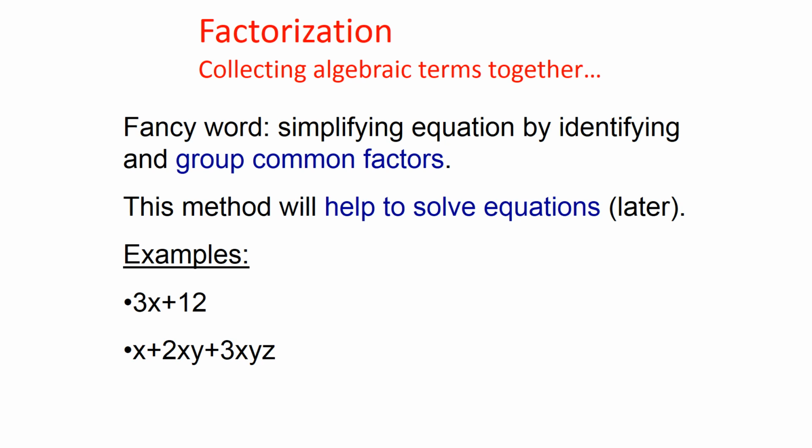So this is x times 1. This is x times 2y. This is x times 3yz. Those are the common factors, and x is one of those. So we can take x out and have x times (1 plus 2y plus 3yz).